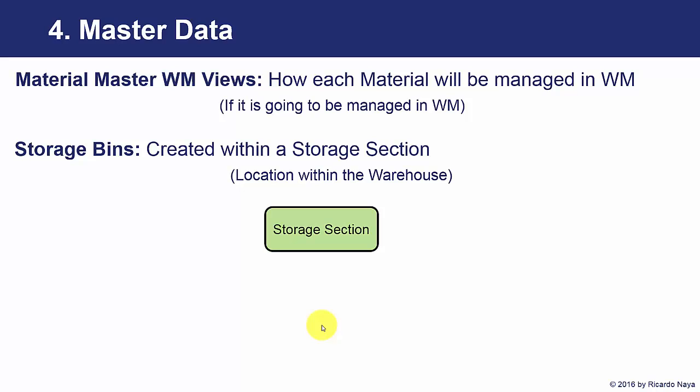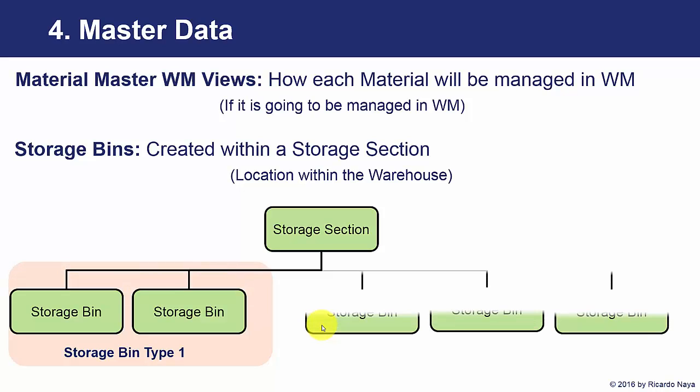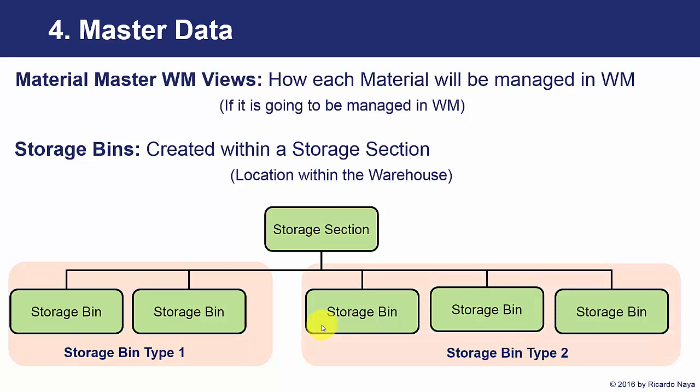Below the storage section that we saw in the organizational unit, we can have different storage bins, and we can also define different storage bin types depending on which kind of materials we are storing in them. So this is a part of the structure, but these are master data that users can create, and we don't need to configure it in customizing.